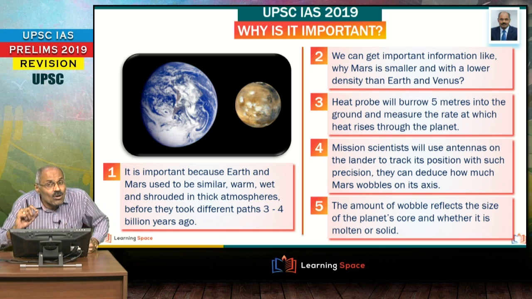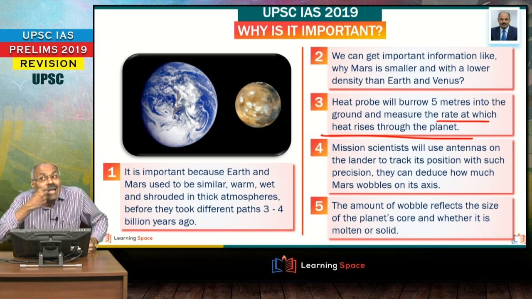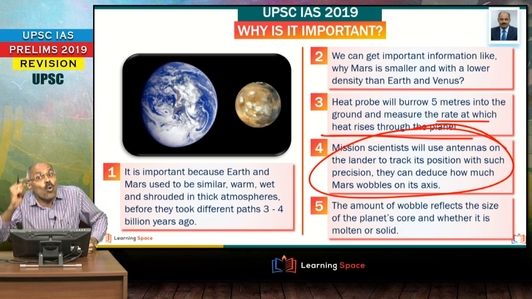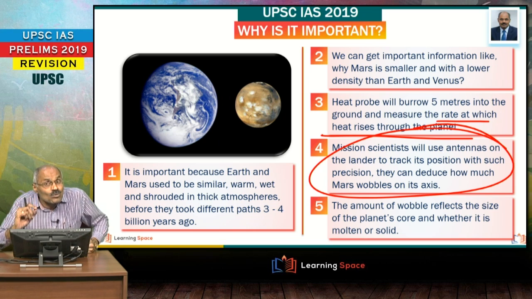Here this slide talks about InSight looking at Marsquakes. The second important aspect is the rate at which heat rises through the planet, right? And the other important aspect is how much Mars wobbles on its axis, and because of that you can identify what the core of Mars is, right? Marsquakes, heat transfer. Then the third one is the core, which will be evident when one looks at the wobbling of Mars on its axis.